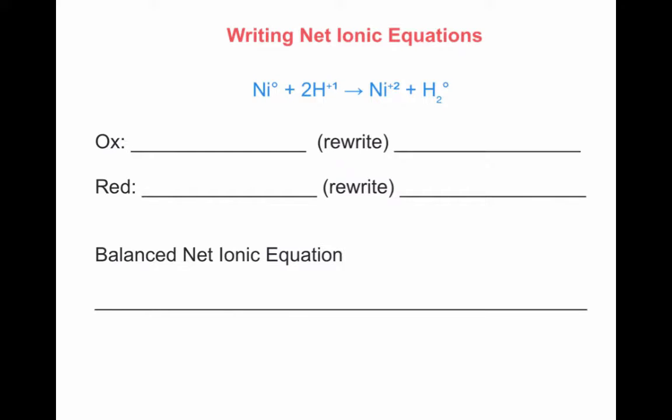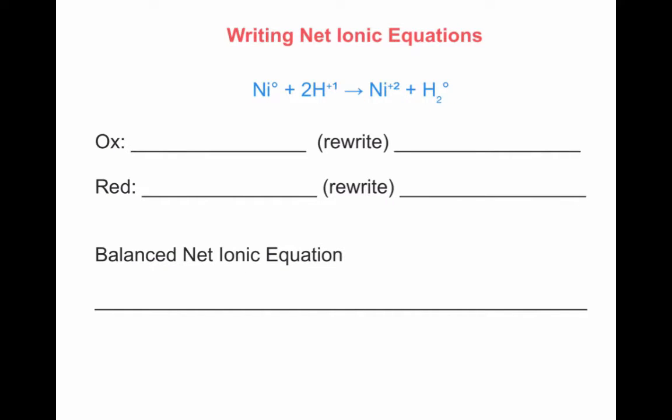Writing net ionic equations. Given the electronic equation, write oxidation and reduction half reactions and then balance the net ionic equation. So when I examine this electric equation, I can see that my nickel atom is becoming a nickel plus 2 ion, and my hydrogen ion is becoming diatomic hydrogen. What I need to figure out here is what is being oxidized and what is being reduced.